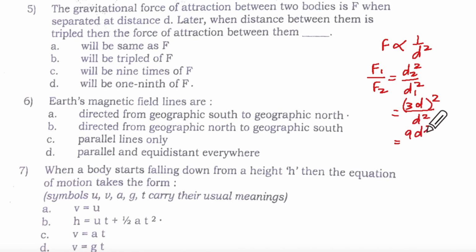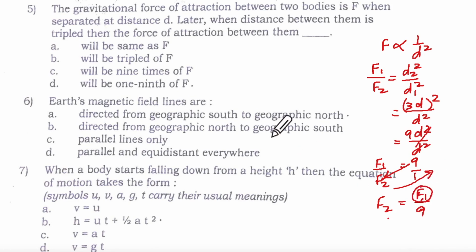So 9D square upon D square. This gets cancelled, and what will you get? Correct? So F1 upon F2 is 9 upon 1. That means F2 is gone here and this 9 has come here. So F1 upon 9. What has happened? It has become 1/9 of the original.